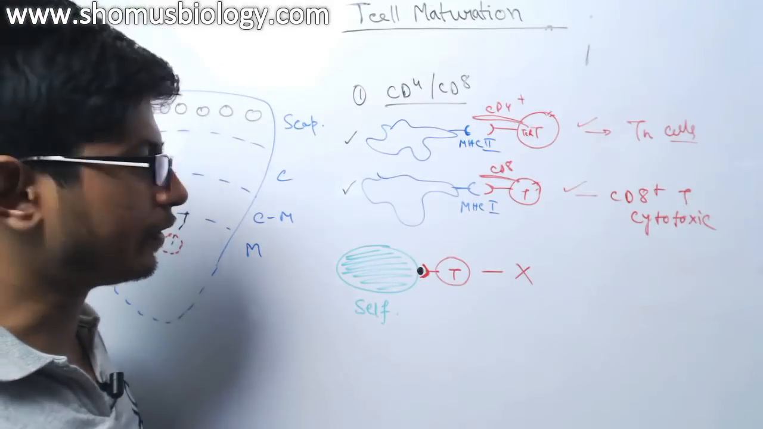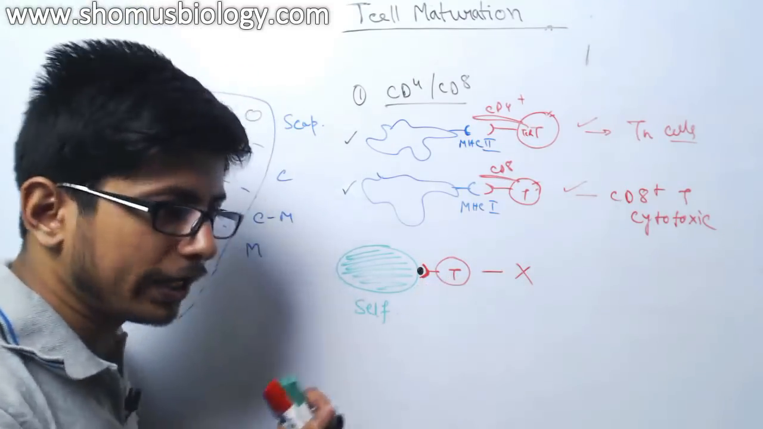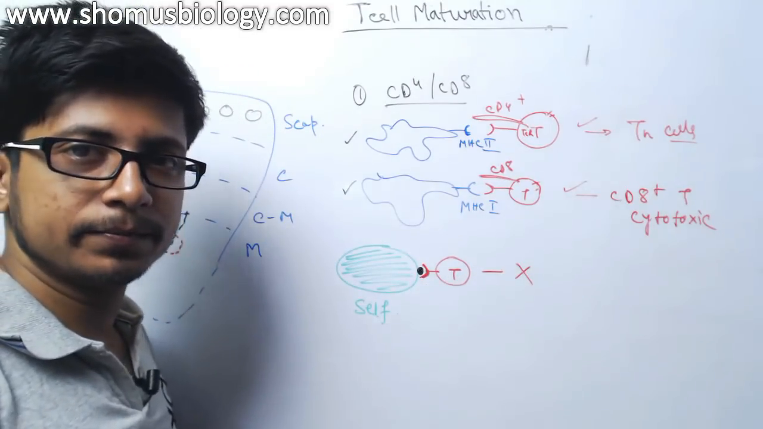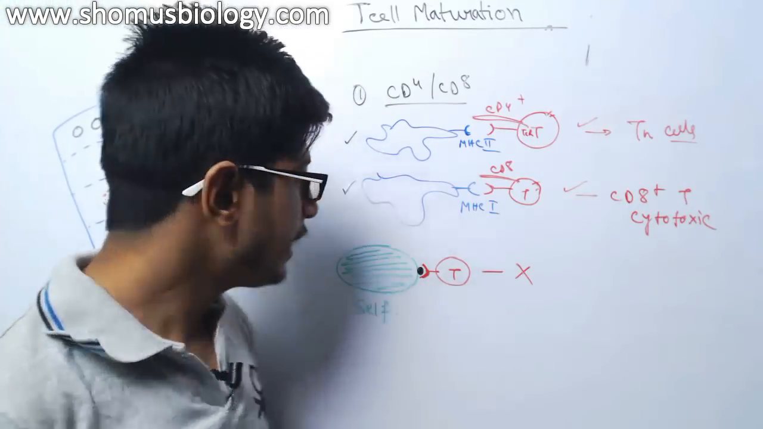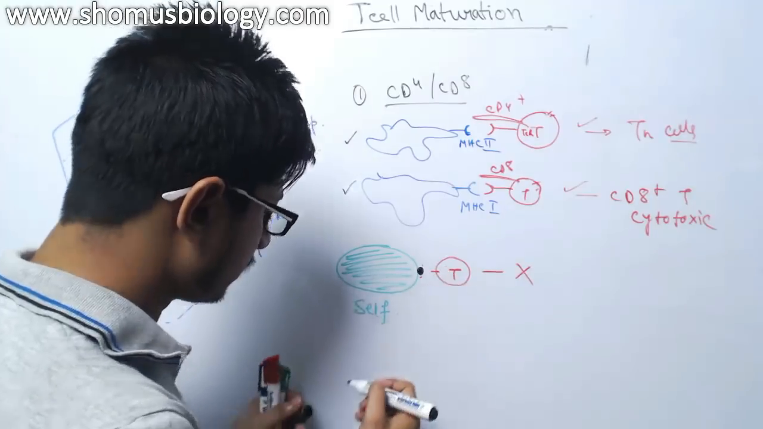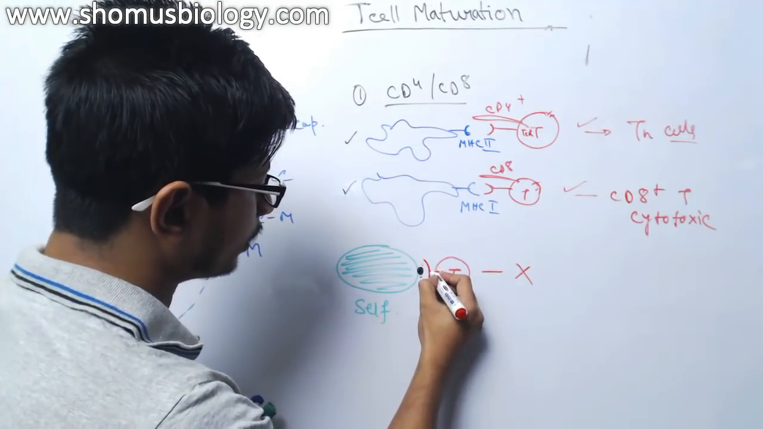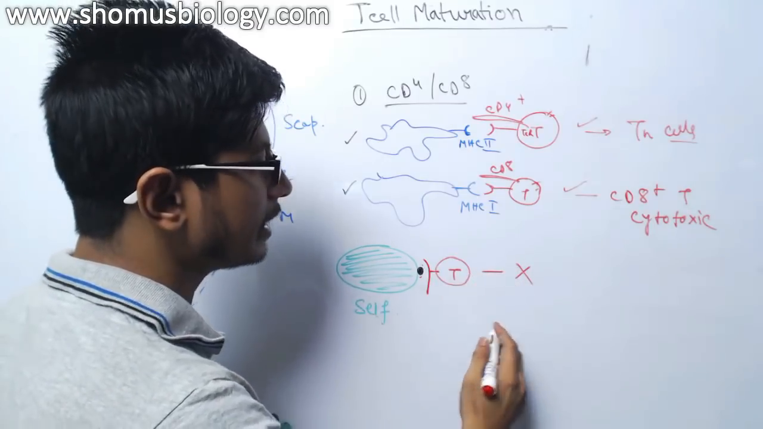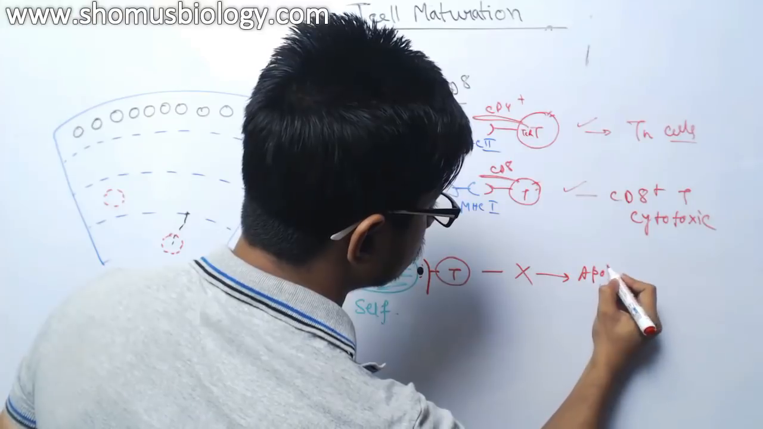Now again there are three different responses that can happen. The first is that the T cell is not engaging in any interaction with it at all. That means the T cell is not recognizing the self particle. If the T cell fails in interaction or fails in recognizing the self molecule, those T cells will be destroyed by apoptosis.